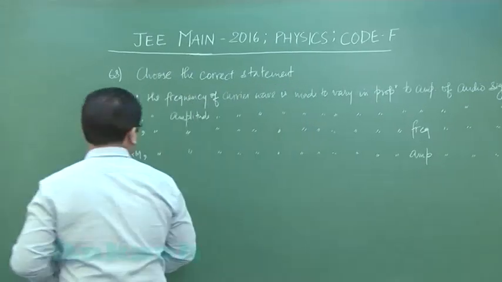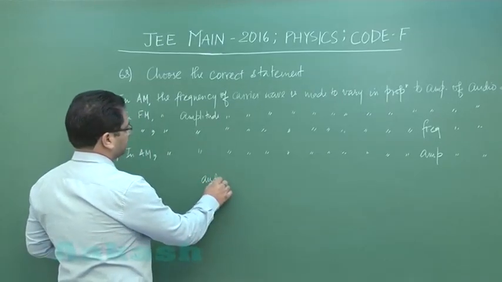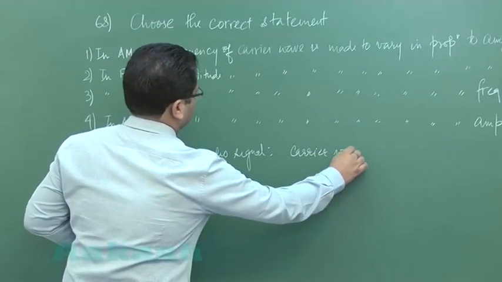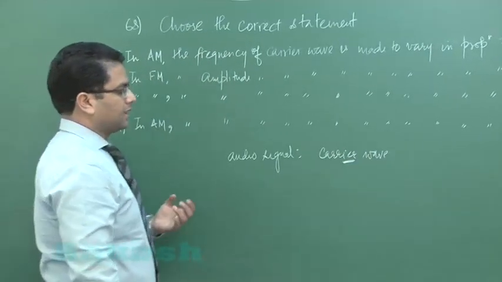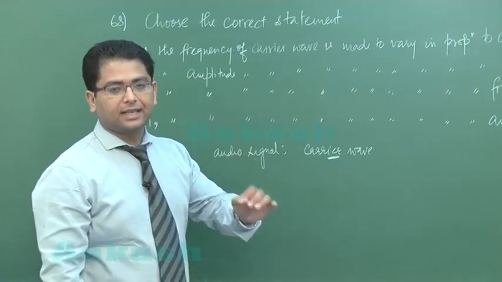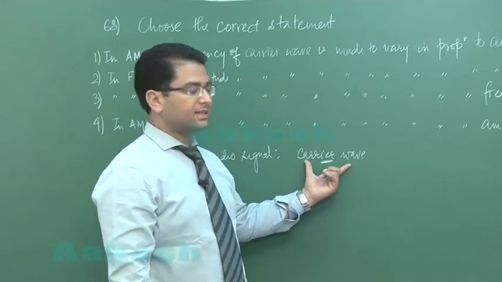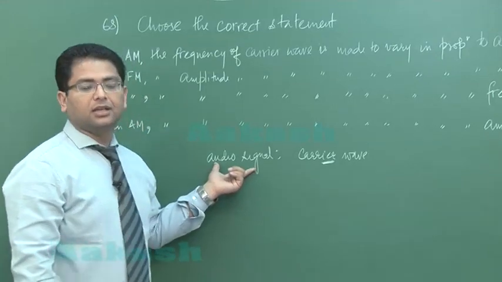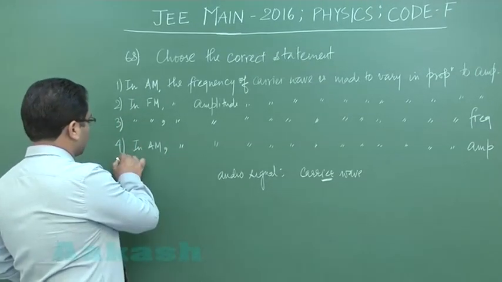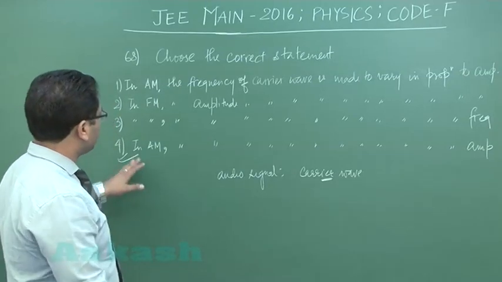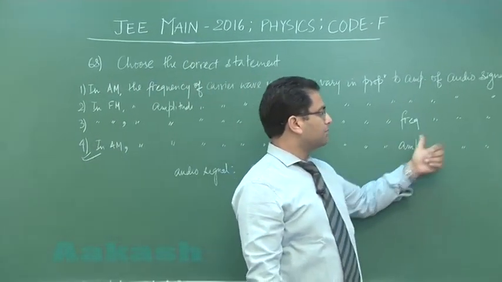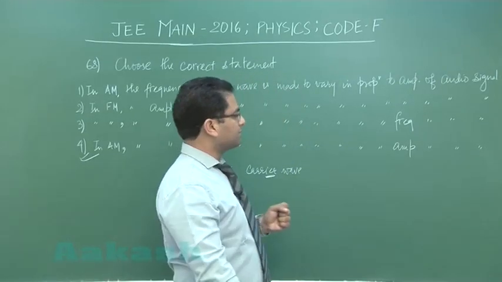So here you know that we have two signals. One is the audio signal and the other is the carrier signal. The carrier wave has a very large frequency, and the idea is if the amplitude of the carrier wave varies in proportion to the audio signal, that would be called AM, and if the frequency of the carrier wave varies in proportion to the audio signal, that would be the frequency modulated wave or FM wave. So that's the basic point, and by all those combinations you would see that option number 4 satisfies the right one. In AM, the amplitude of the carrier wave is made to vary in proportion to the amplitude of the audio signal.